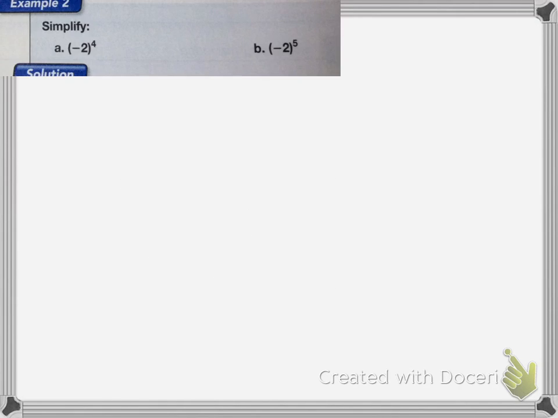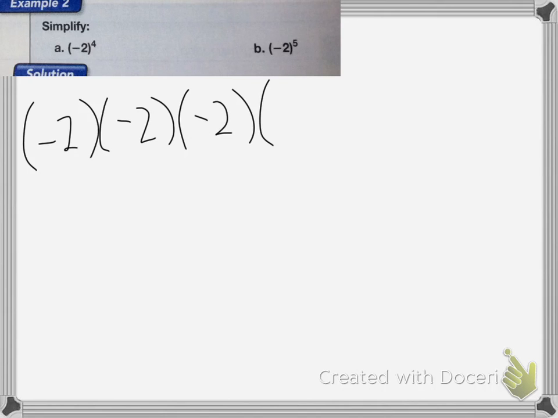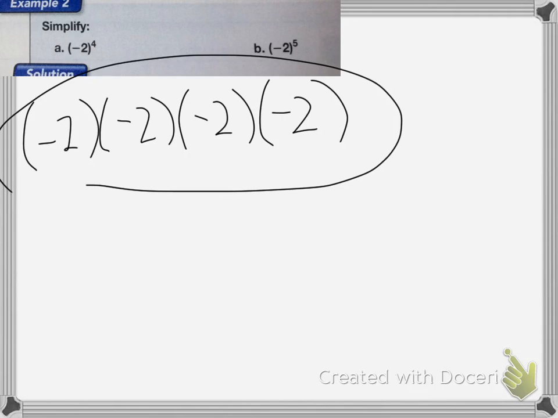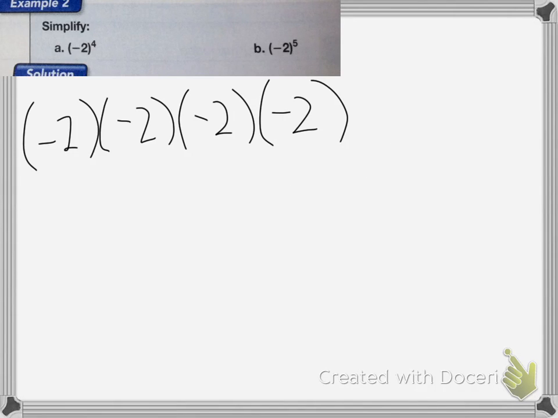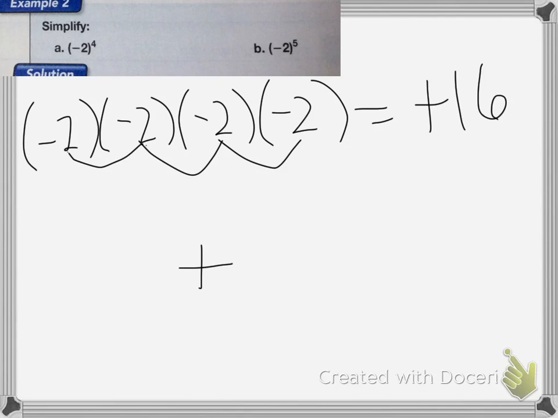Okay. This next one we have negative 2 to the 4th power. So that means negative 2 times negative 2 times negative 2 times negative 2. Since there is an even number of negative factors, the product will be positive. Negative 2 times negative 2 is positive 4, times negative 2 is negative 8, times negative 2 is positive 16.